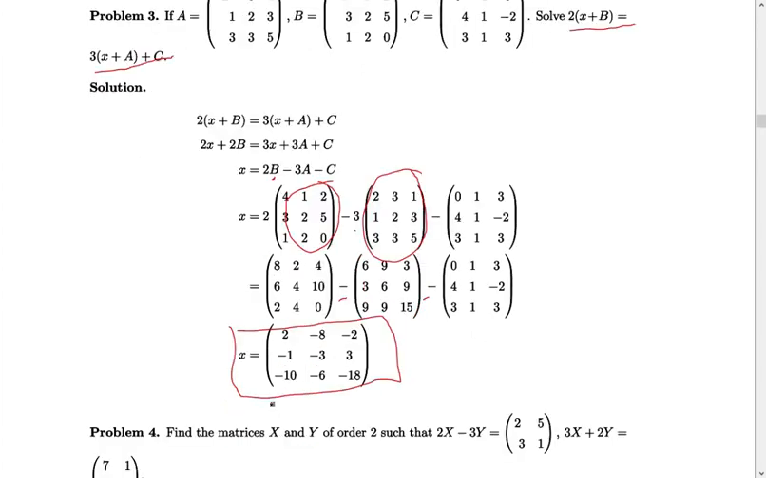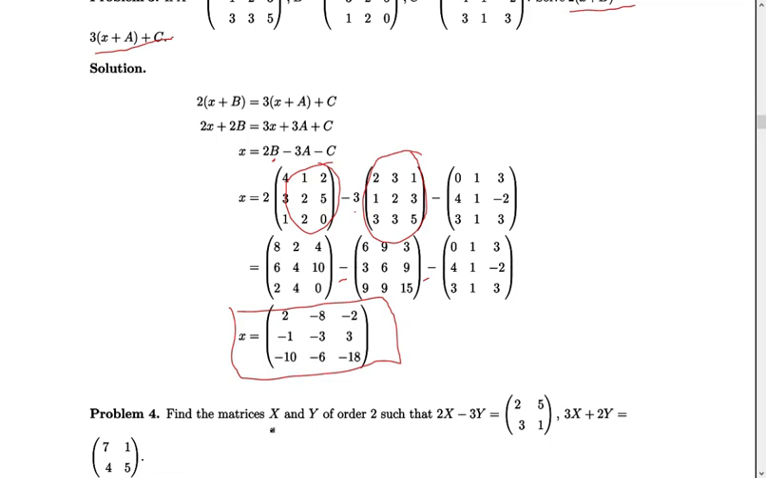Okay, so next one, matrices. Find the matrices X and Y. We have to find the matrices X and Y of order 2 such that they satisfy this condition: 2X plus 3Y is equal to the matrix 2 5 3 1, and another condition, 3X plus 2Y is equal to the matrix 7 1 4 5. We are going to find the matrices X and Y.